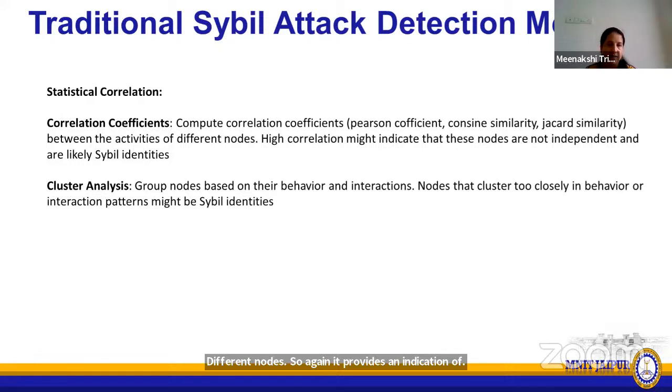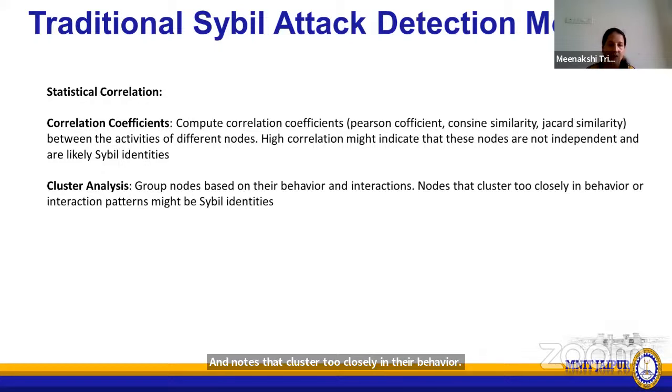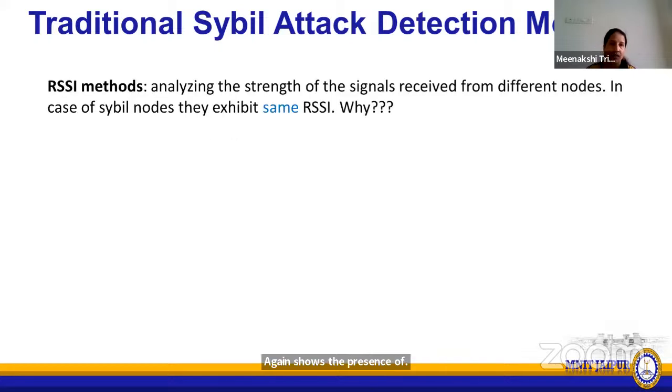Cluster analysis. We can group the nodes based on their behaviors and interactions, and nodes that cluster too closely in their behavior again show the presence of Sybil identities. So all those were the statistical methods.